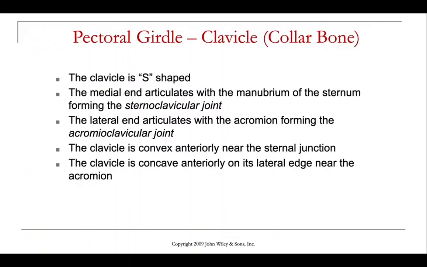The clavicle, sometimes called the collarbone, is kind of an S shape. The medial end of it articulates with the manubrium of the sternum, making the sternoclavicular joint, sometimes called the SC joint. The lateral end articulates with the acromion, making the acromioclavicular joint or the AC joint. The clavicle is convex anterior near the sternal junction. It's concave anterior on its lateral edge near the acromion.